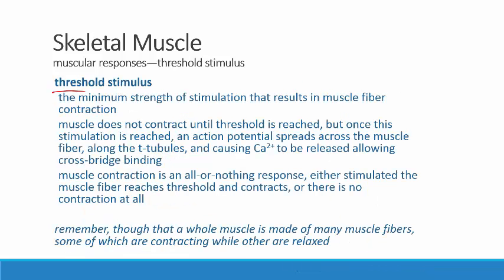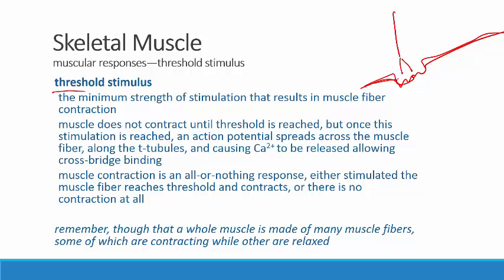Okay, so the second thing to know is that there is a threshold stimulus that's required to cause muscle fiber contraction. The muscle fiber can't contract until this threshold stimulus has been reached. This is initiated at the neuromuscular junction. Here we have an axon coming down, and it makes a connection at the neuromuscular junction, where we have a synapse between the axon terminal and the motor end plate.